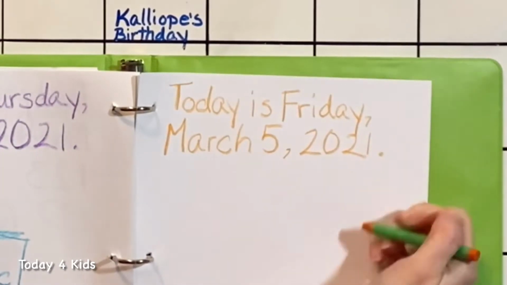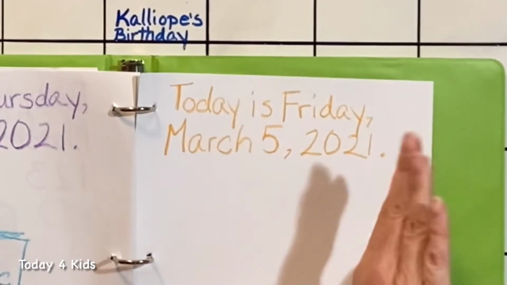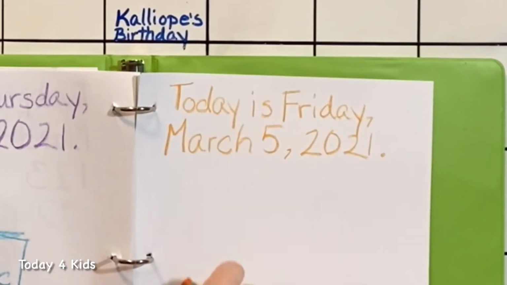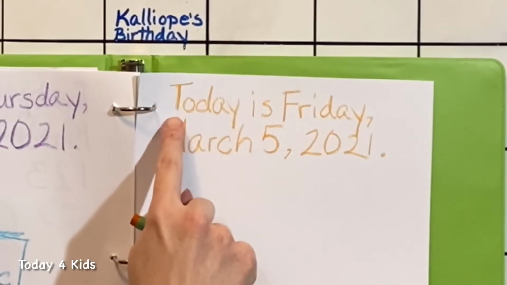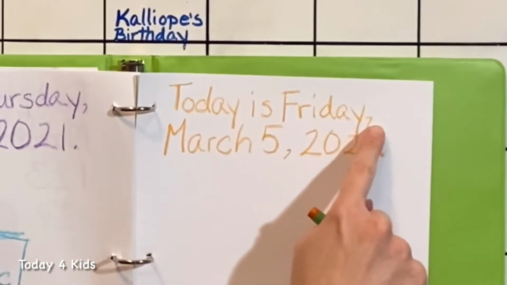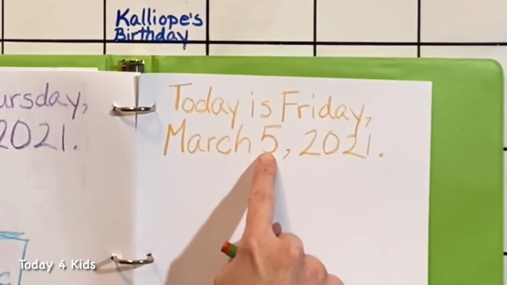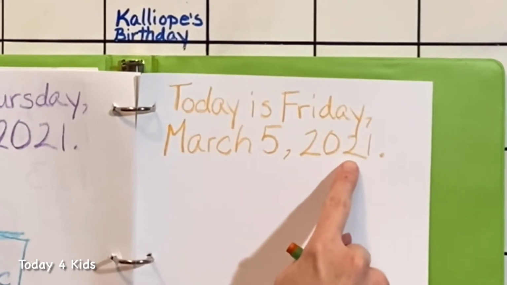2021, period. And that period reminds us to stop. That's the end of our sentence. We're not going to say anything else. Can you say the whole sentence with me? Today is Friday, March 5th, 2021.